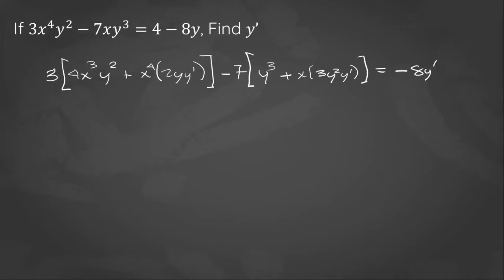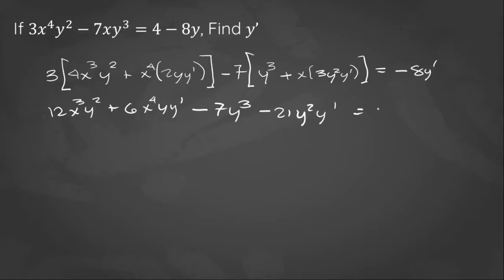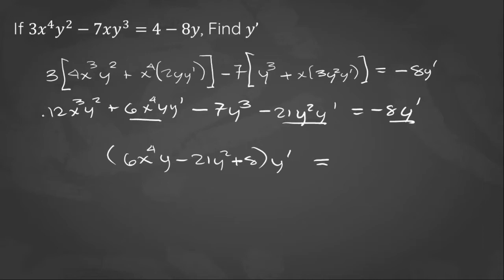So simplifying, multiplying the constants to each term, we have 12x cubed y squared plus 6x fourth y prime, because of 3 times 2. So this one will become negative 7y cubed. 7 times 3 is 21, so negative 21 y squared y prime is equal to negative 8 y prime. Now grouping all terms with y prime, we will have 6x fourth y minus 21y squared, and negative 8 y prime will become positive if you transpose it to the left side. So this will become positive 8, multiplied by y prime, and the remaining terms transposed to the right side will become 7y cubed minus 12x cubed y squared.